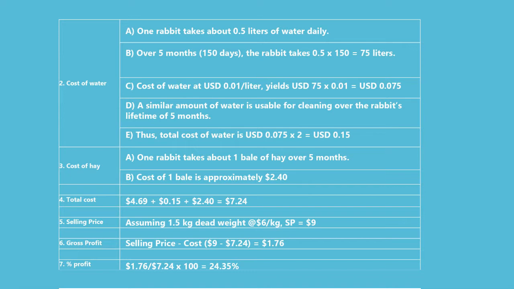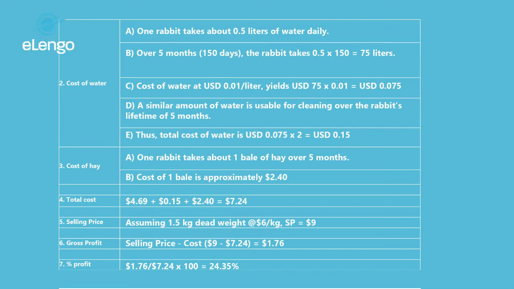So using the three costs, we are going to say that the total cost of production will be US dollars 4.69 plus US dollars 0.15 plus US dollars 2.4, bringing the total cost to US dollars 7.24. So that is the total cost of bringing one rabbit from birth up to 5 months of slaughter time.